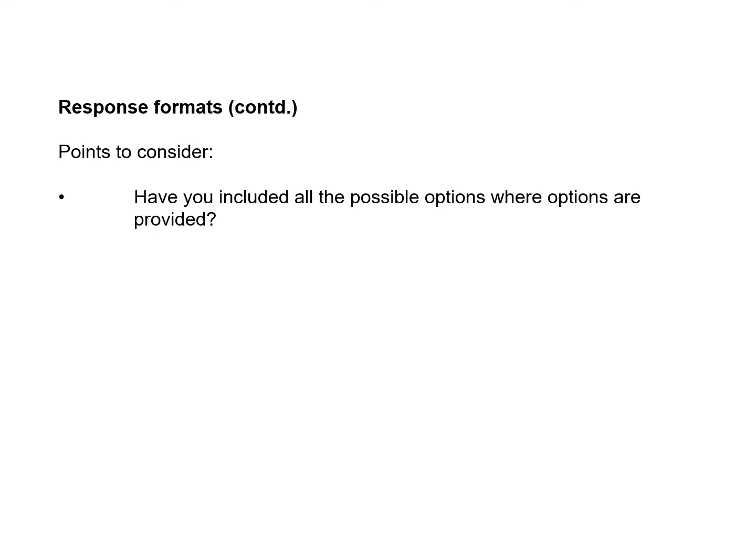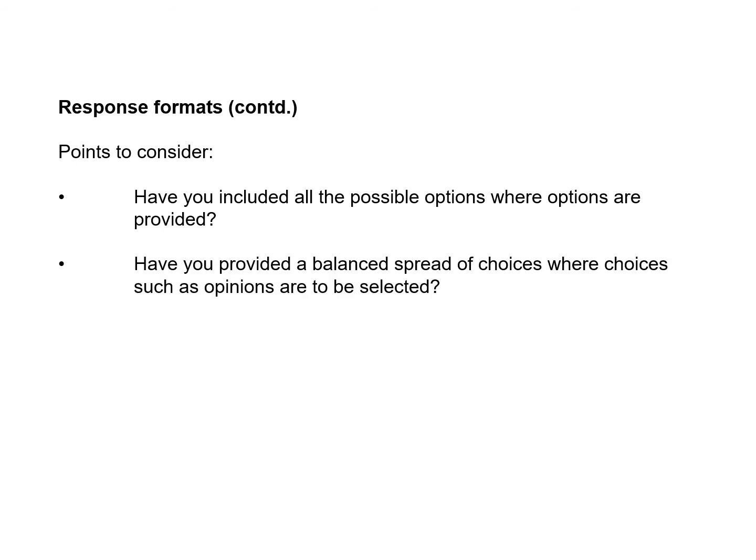So points to consider: have you included all the possible options where options are provided? Have you provided a balanced spread of choices where choices such as opinions are to be selected? For example, you've got to make sure that if you've got, for example, strongly disagree at one end of a Likert scale, you must have strongly agree at the other end. Otherwise, you will bias the questionnaire.